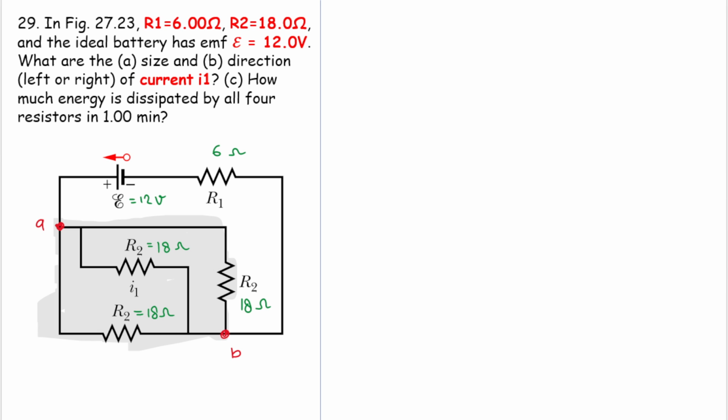How to do that? Remember the formula of the parallel resistance. I will have 1 over R equivalent is equal to, I have 3 R2 here, so I will have 1 over R2 plus 1 over R2, and this resistor also 1 over R2. But then R2 is 18, so let's plug that in. I have 1 over 18 plus 1 over 18 and then plus 1 over 18.